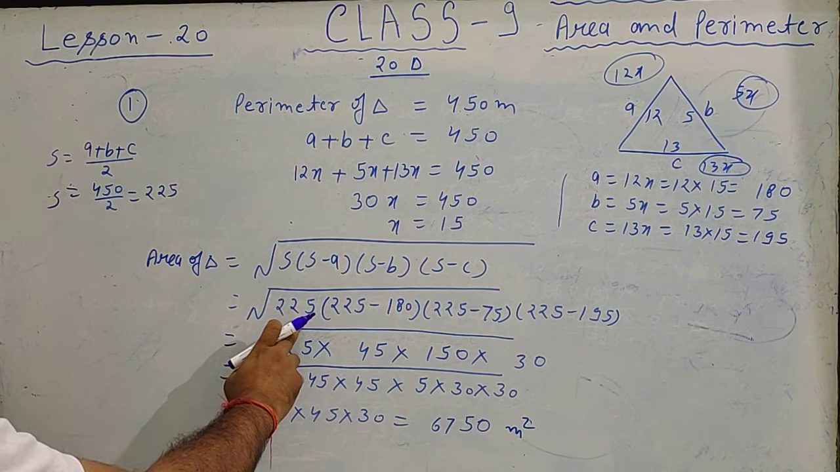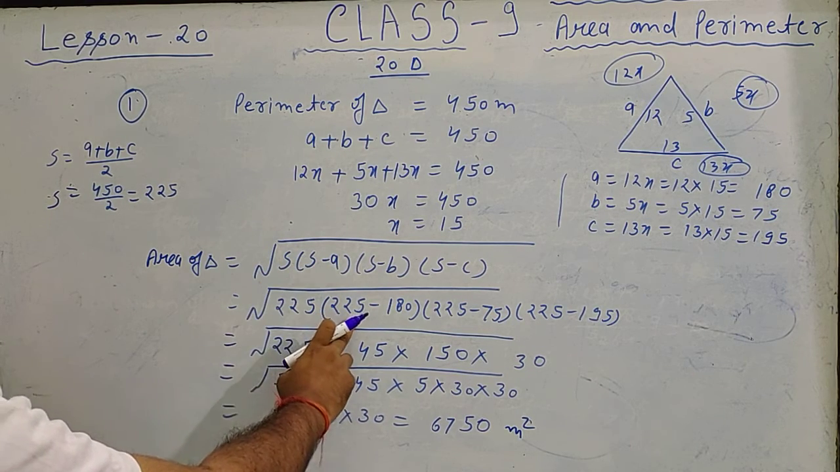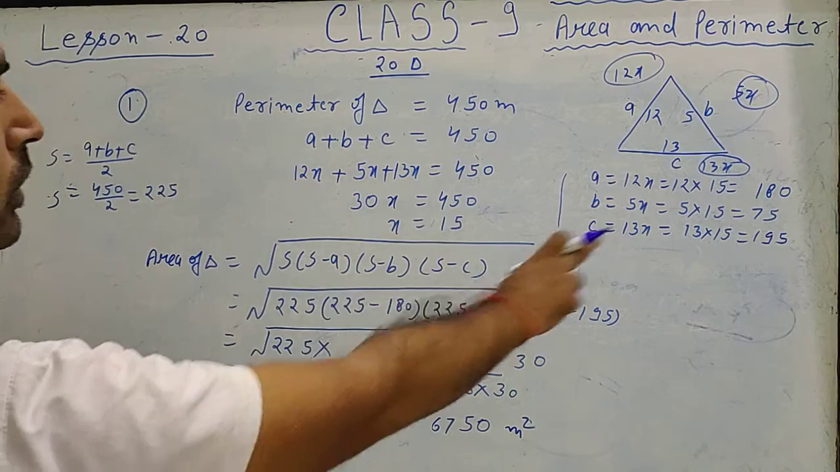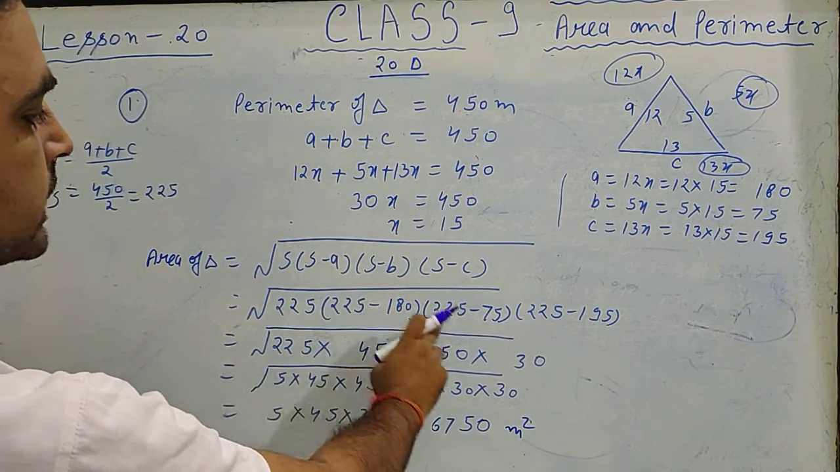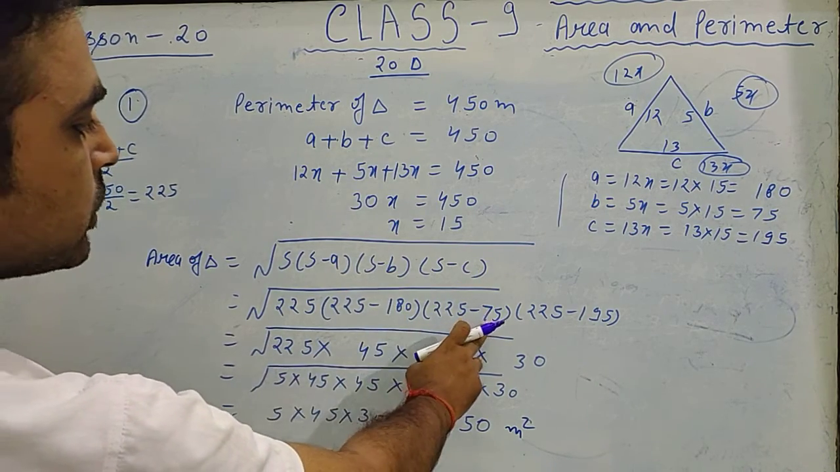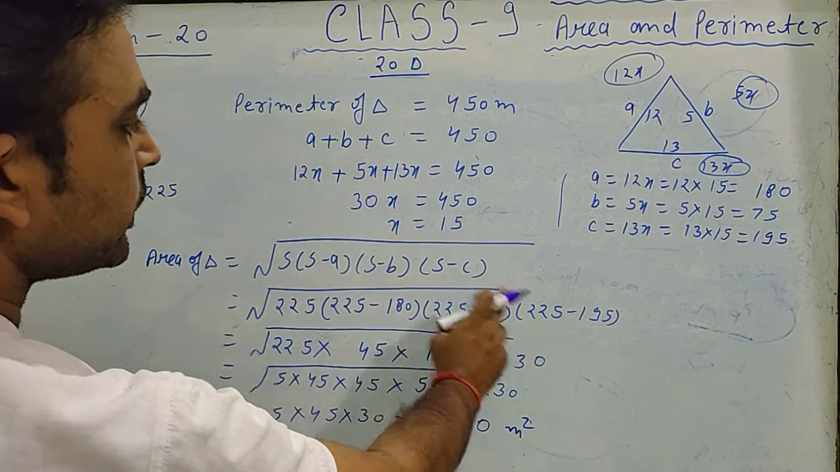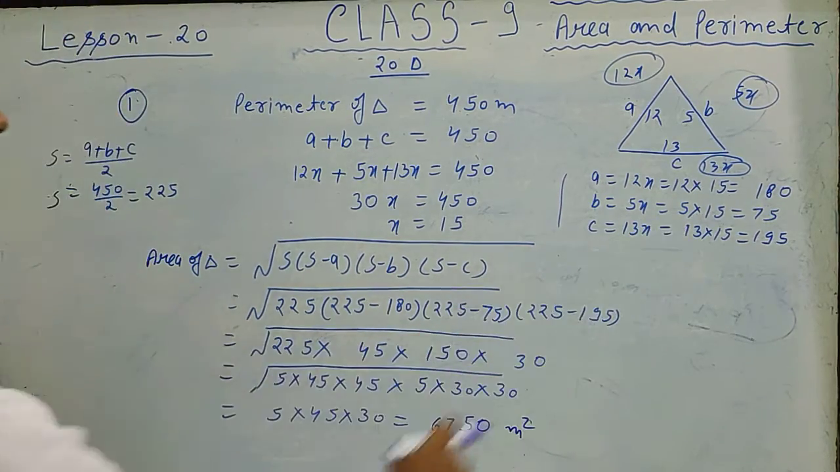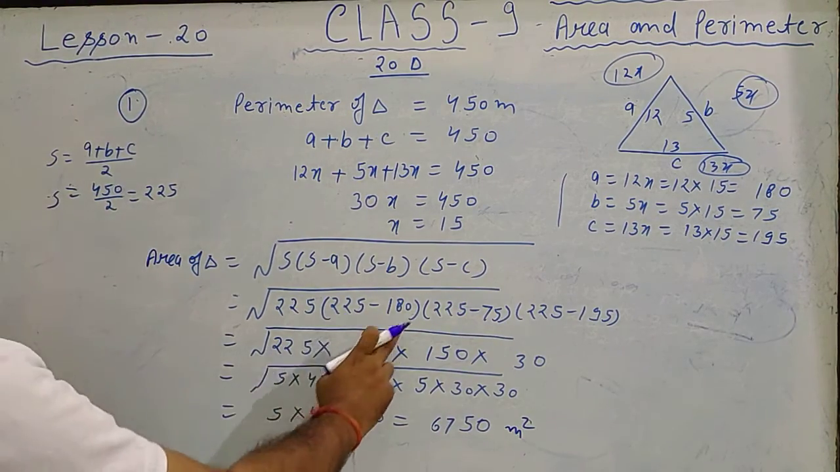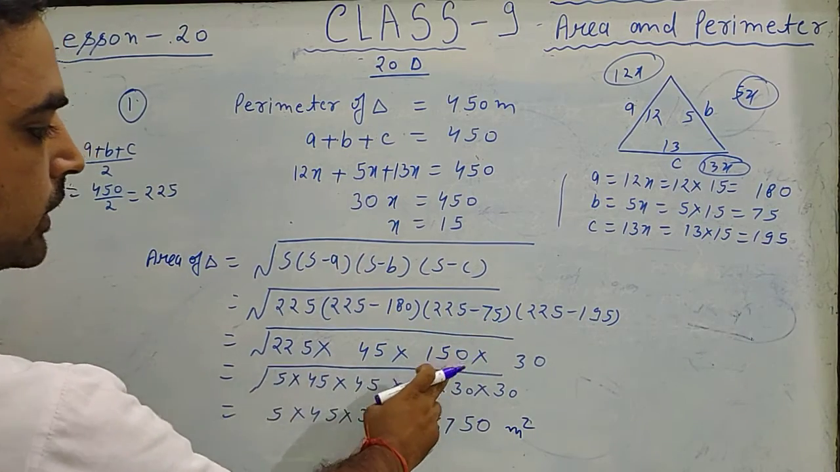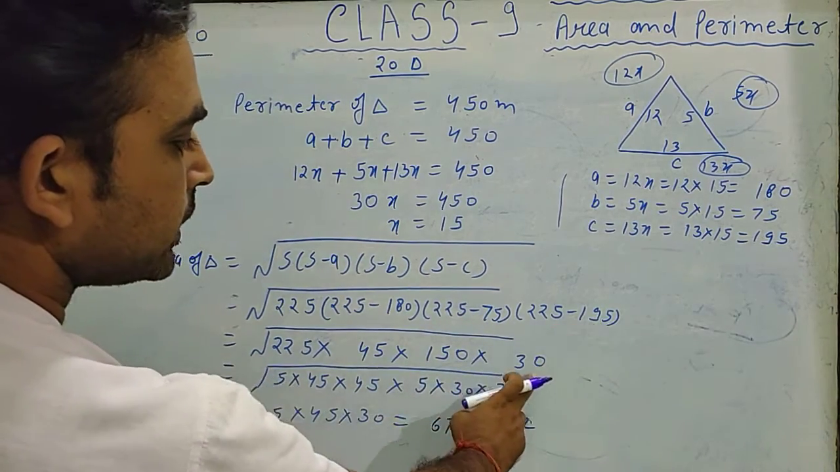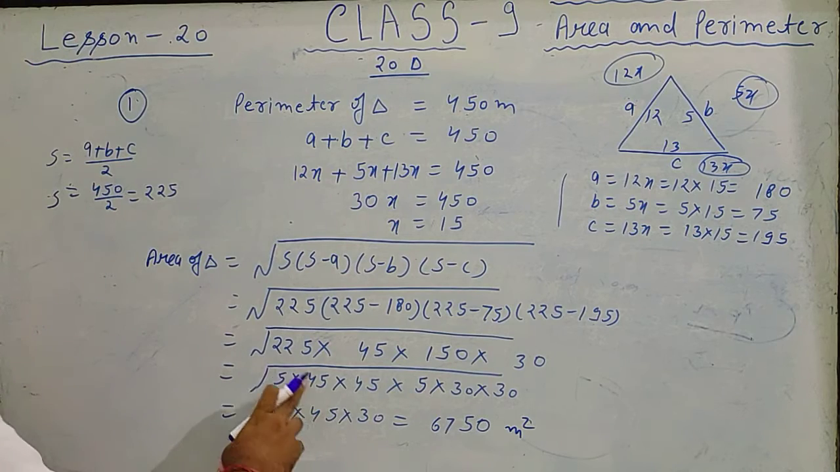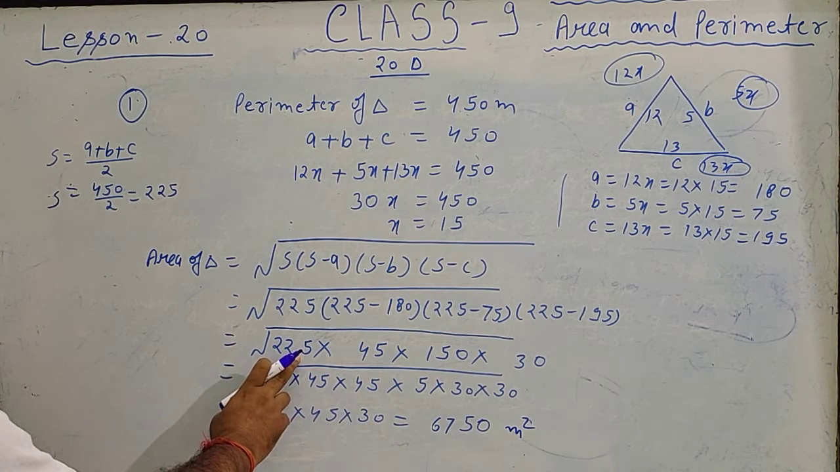So put the value of s as 225. A is equal to 180 meters, B is equal to 75, C is equal to 195. Now 225 minus 180 is 45. 225 minus 75 is 150. 225 minus 195 is 30. We subtract the values. Now, 225.